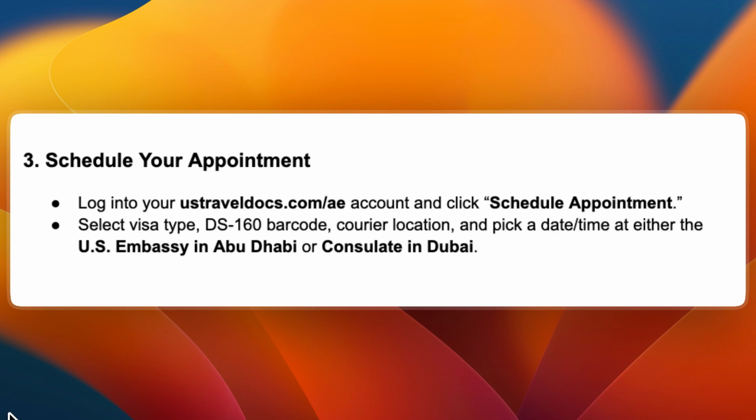Next, schedule your appointment. So log into your ustraveldocs.com/AE account and click schedule appointment. Then select your visa type, your DS-160 barcode, courier location, and pick a date or time at either the US Embassy in Abu Dhabi or Consulate in Dubai.